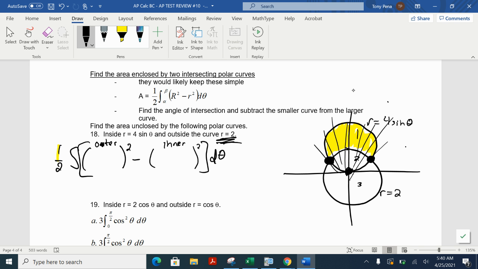So the outer term, we know, is 4 sine theta. And then the inner circle, the smaller curve, is the circle r = 2. Set those equal to each other in order to figure out where they intersect. So you're going to do 2 is equal to 4 sine theta.